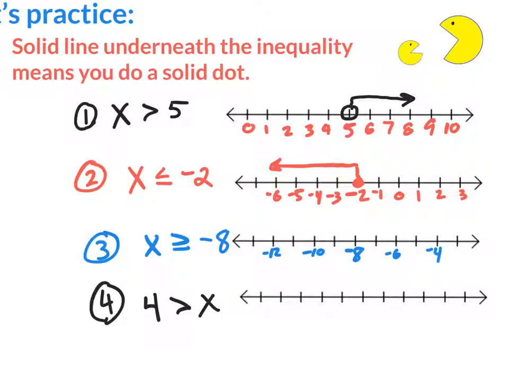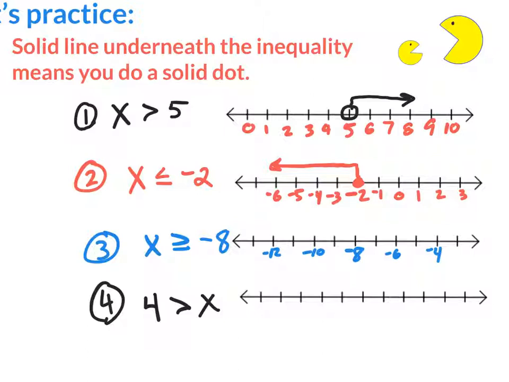Please jot that down. I should have asked you to do it before. Solid line underneath the inequality means you do a solid dot. If it does not have a solid line, you leave it an open dot. That's exactly like the notes before. If you are including the number, it's going to be a solid dot. If you're not including the number, it's going to be an open dot.